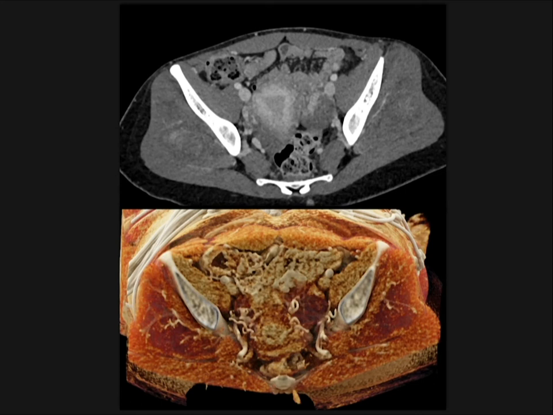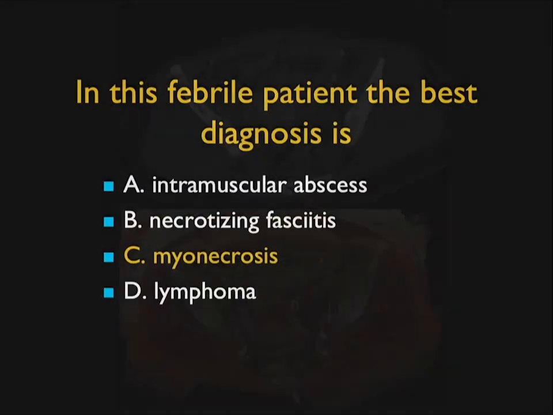That's not the appearance of an abscess, plus bilateral abscesses following the muscle planes would be unusual, to say the least. It's not lymphoma because it's too symmetric. It's not necrotizing fasciitis because we don't see air, and typically you're going to see some air or tissue necrosis. It's myonecrosis, myositis, myonecrosis in that spectrum. Just a beautiful, beautiful example.